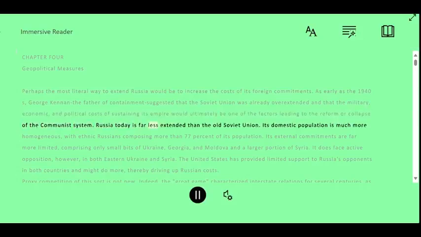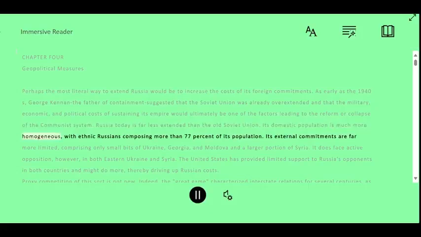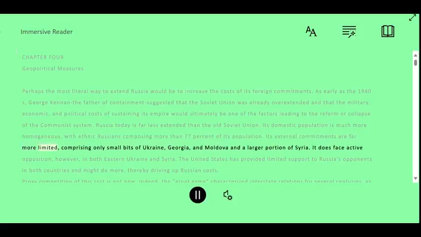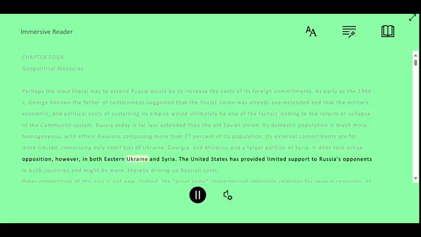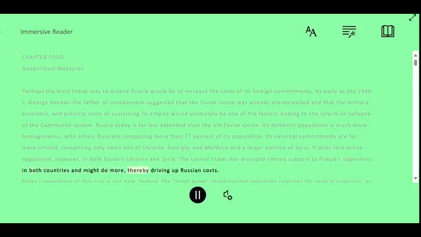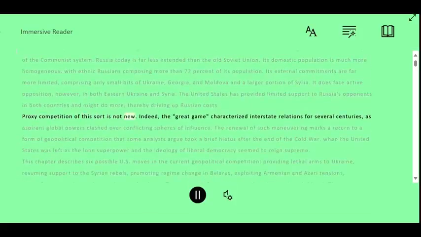Russia today is far less extended than the old Soviet Union. Its domestic population is much more homogeneous, with ethnic Russians composing more than 77% of its population. Its external commitments are far more limited, comprising only small bits of Ukraine, Georgia, and Moldova, and a larger portion of Syria. It does face active opposition, however, in both eastern Ukraine and Syria. The United States has provided limited support to Russia's opponents in both countries and might do more, thereby driving up Russian costs. Proxy competition of this sort is not new.